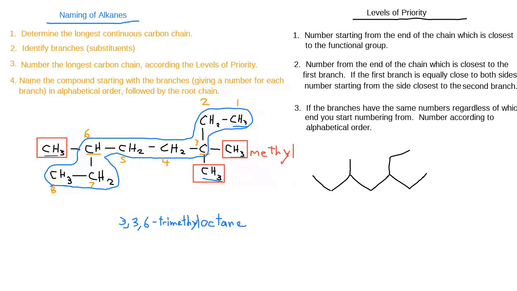And just as a side note, one of the things I sometimes like to do with these bond line structures, and I find that for some students it makes it easier to do the rest of the naming, is put a little circle for every carbon. Now every end and every corner is a carbon. So here's a carbon, here's a carbon, this is a carbon, this is a carbon, this is a carbon, this is a carbon, this is a carbon, this is a carbon. So go ahead and circle the longest carbon chain.